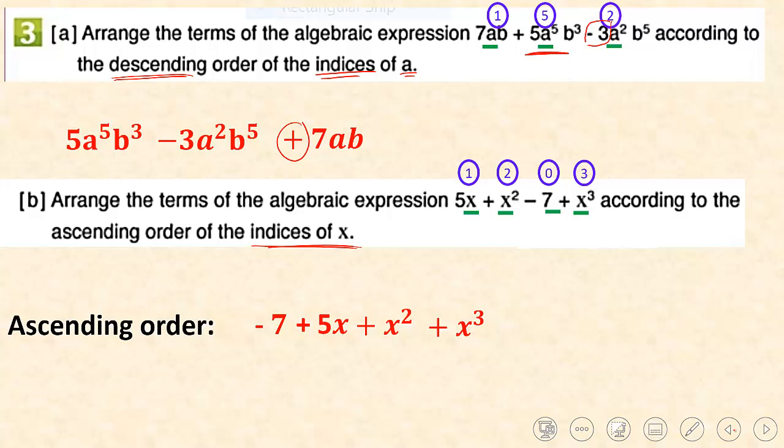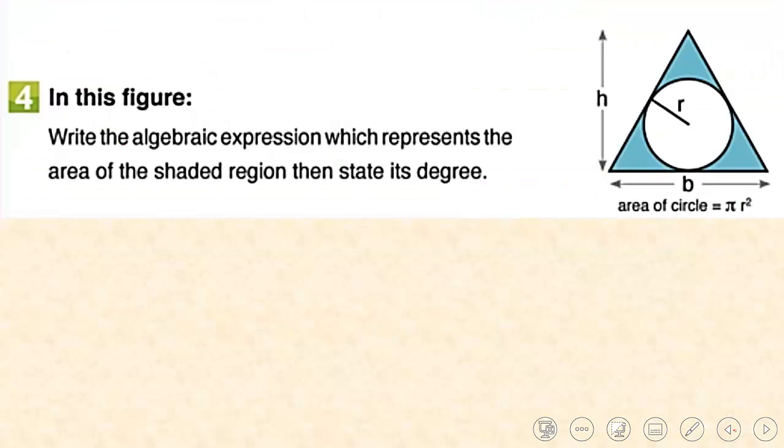And let's go now and see question number 4. Write the algebraic expression which represents the area of the shaded region, then state its degree. Let's remember that we said before, when he asked me about the area of the shaded region, this means I am going to make the area of the large figure minus the area of the smallest figure.